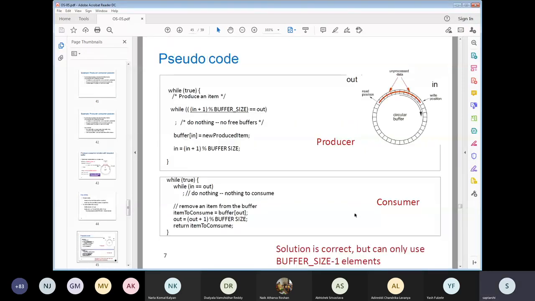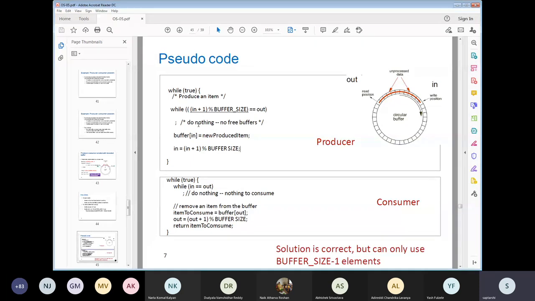Now this is some sample code of what the producer and consumer can do. The font is a bit small, I hope you can see it. So what does the producer do? It runs in a loop: produce an item, check whether the buffer is full. While the buffer is full, wait. There is no free buffer, so do nothing. Once the producer comes out of this loop, it adds the new item in buffer[in], and then increases in by 1, not only by 1 but modulo buffer size, and that is how we make this buffer behave logically like a circular buffer.